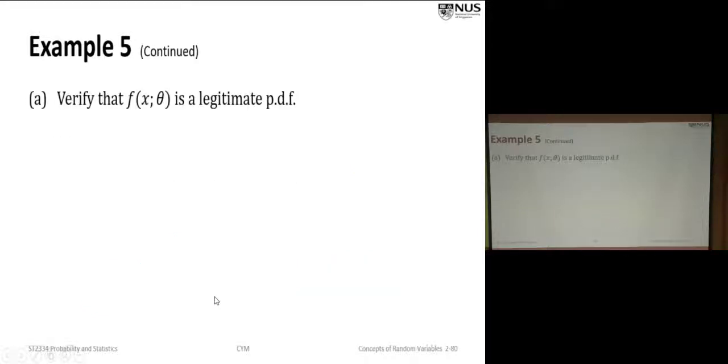Okay, so we have to verify that this is a legitimate PDF, which means that it has to satisfy two conditions. The first one is that f of x has to be bigger or equal to 0 for all x. The second is that the integral from minus infinity to infinity of f of x dx has to be 1. So you have to check these two in order to show that the form that we have is really a PDF.